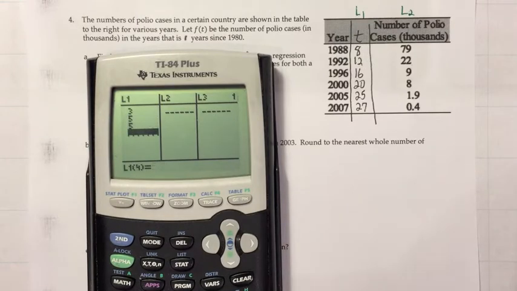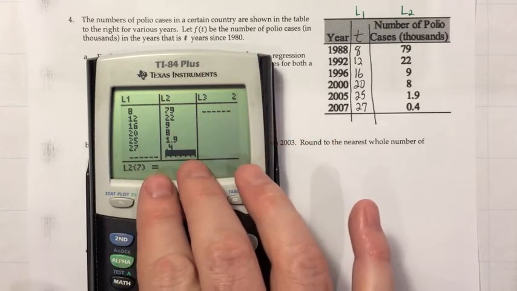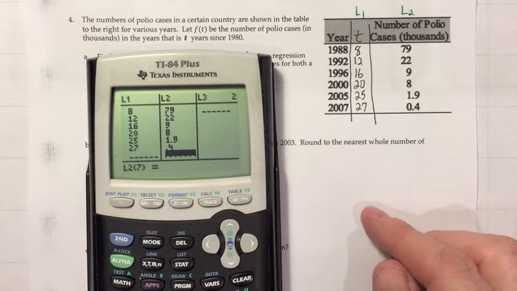If there had been some numbers in there, remember to highlight the list, clear and down arrow to get rid of those. And then let's type in the new stuff. So 8, 12, 16, 20, 25, and 27 for the inputs, and the outputs over here, 79, 22, 9, 8, 1.9, 0.4. So there's our data, and now we're going to do the regression to get the equation.